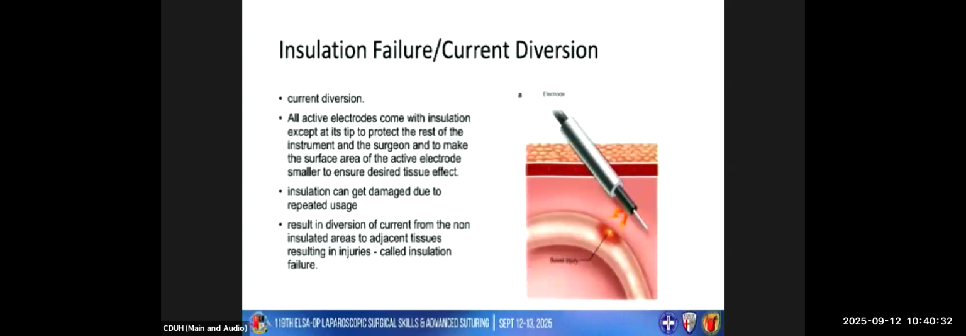Insulation failure or current diversion. All active electrodes come with insulation except at the tip to protect the rest of the instrument and the surgeon, and to make the surface area of the active electrode smaller to ensure the desired tissue effect. This insulation can get damaged due to repeated usage, and this can result in diversion of current from the non-insulated area to the adjacent tissues, resulting in injuries, called insulation failure.